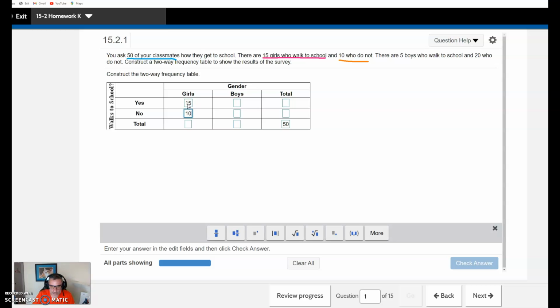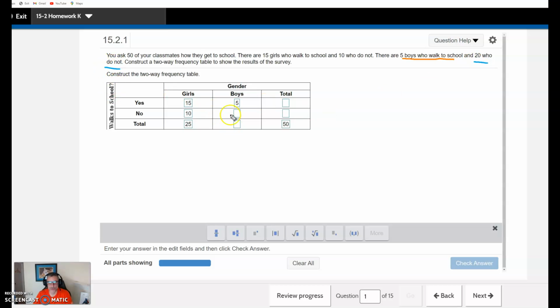So add carefully. I got 15, 10. That means 25. Okay, what that means is there was 25 girls total, and 15 of them walk to school, and 10 of them don't. Okay. Now let's look at the boys category. 5 boys who walk to school. So I go to boys, walks to school, yes, I put a 5. And 20 who do not.